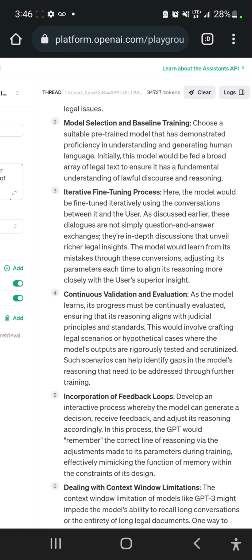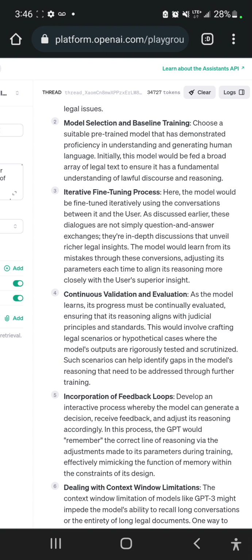As discussed earlier, these dialogues are not simply question and answer exchanges. They are in-depth discussions that unveil richer legal insights. The model would learn from its mistakes through these conversations, adjusting its parameters each time to align its reasoning more closely with the user's superior insight. Fourthly, regarding continuous validation and evaluation.